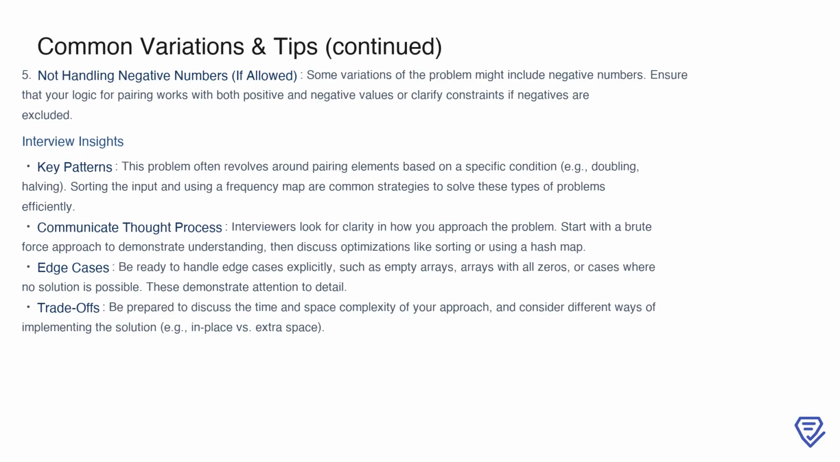During an interview, it's crucial to communicate your thought process clearly. Start with a straightforward brute force approach to show your understanding, then explain how you would optimize it with sorting or hash maps. Be ready to discuss edge cases, such as empty arrays, arrays with all zeros, or inputs where no solution exists, as this demonstrates attention to detail. Finally, be prepared to analyze the trade-offs of your approach, including time and space complexity, and discuss alternatives like in-place modifications versus using extra space.